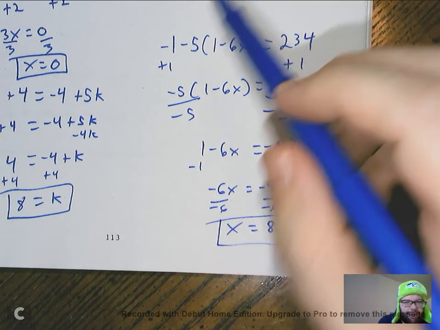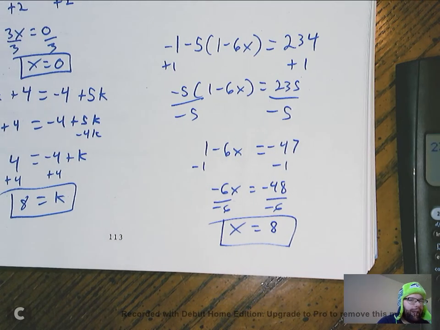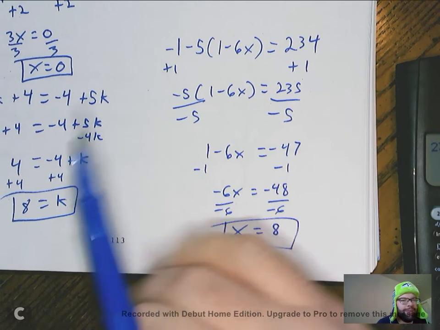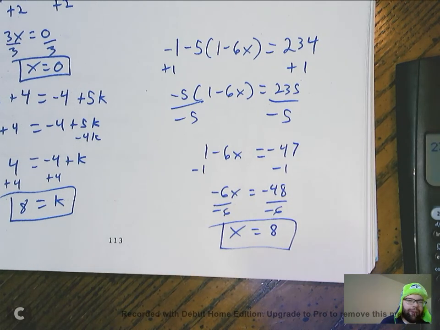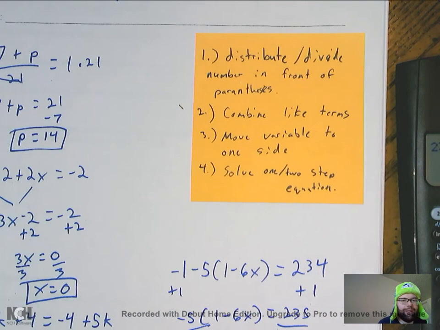And again, if I distributed the negative 5 at the first, I'd end up with the same answer in the end. Just be a little bit different process. I'd have to distribute, combine like terms, and then solve the party problem. But I'd still end up with the same thing. All right. So again, those are your steps.